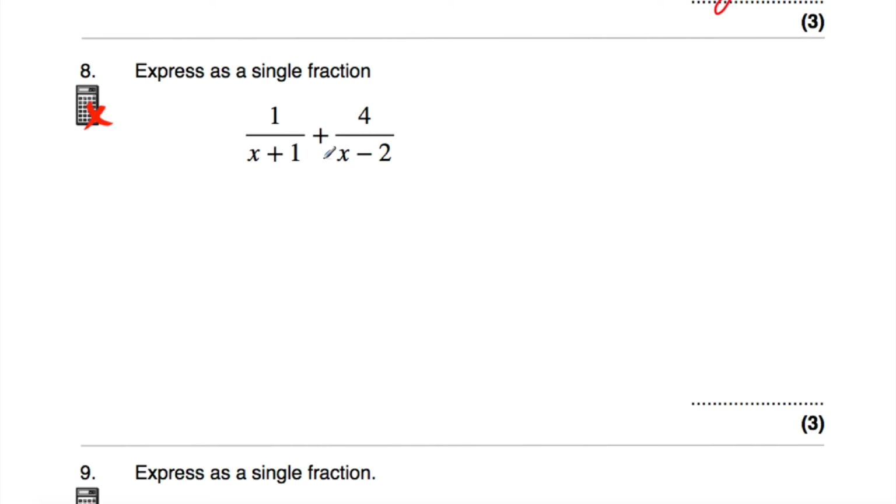So to get a common denominator, what I'm going to do is I'm going to multiply both the numerator and the denominator of this fraction by x minus 2, and I'm going to multiply both the numerator and the denominator of this fraction by x plus 1. And then they'll both have the same denominator, so we would both have x plus 1 times x minus 2.